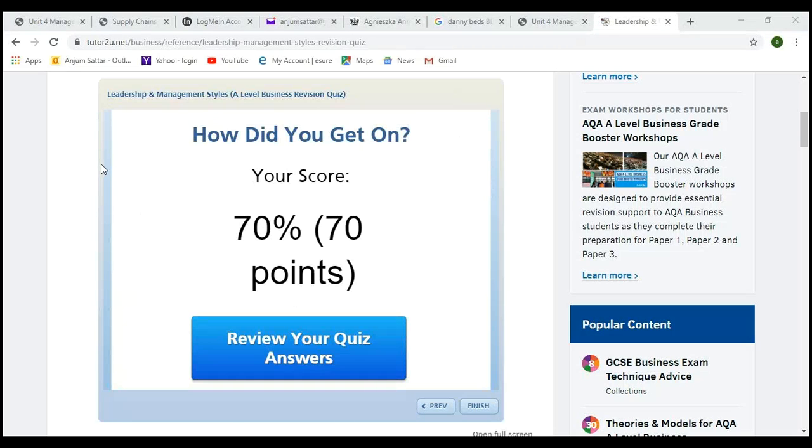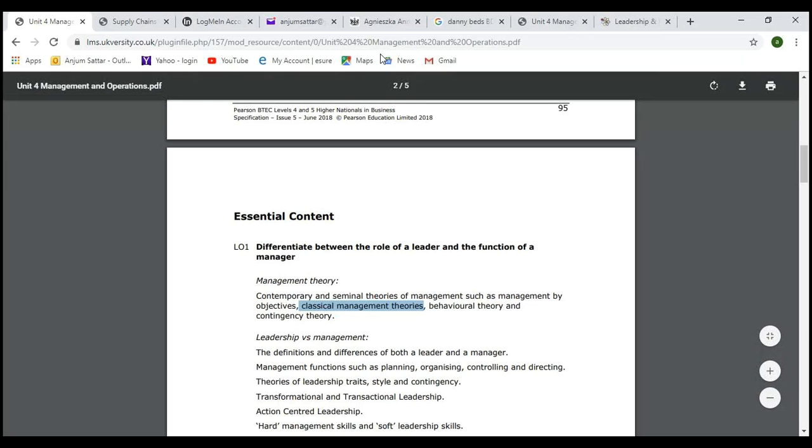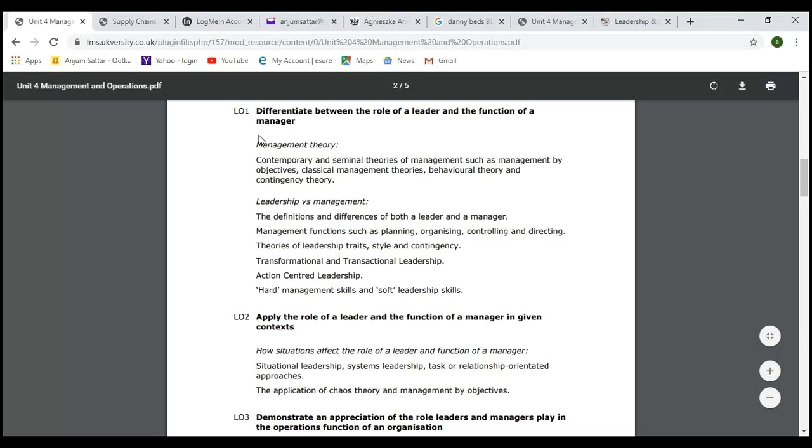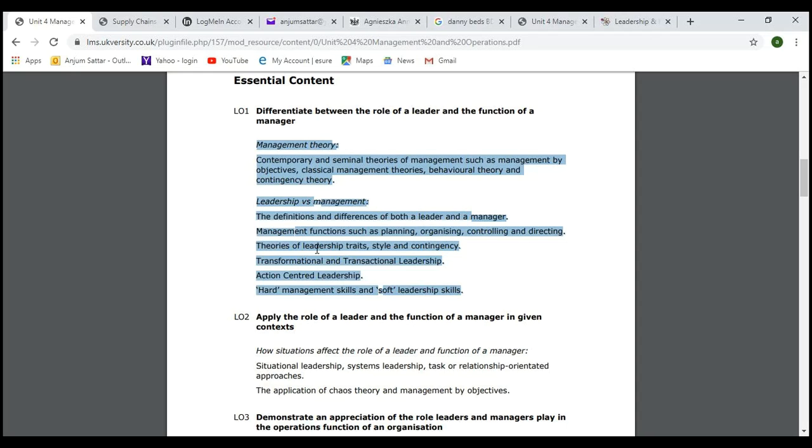Today we learned about different leadership styles and different theories. I'll upload some extra resources for background reading, please. These are the key buzzwords when you deal with this topic. When you prepare your assignment for LO1, you need to focus on these indicative contents. These are the keywords we're supposed to learn and embed in our assignment.